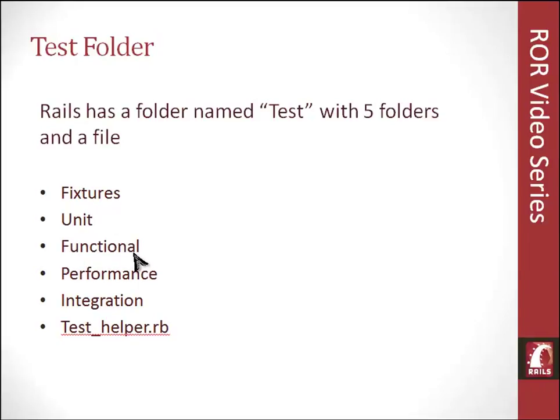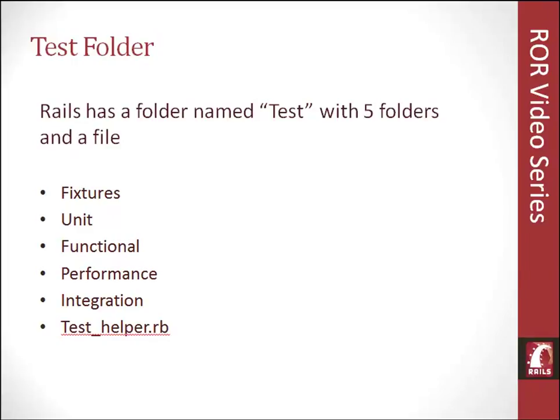Functional is where your controller tests are located. Performance is for tests for speed and memory and all that good stuff, site performance. Integration is, I guess, for controllers that interact with each other. And then the test helper is the default configuration file, and it's included in all test files. You'll see this at the top: require test helper.